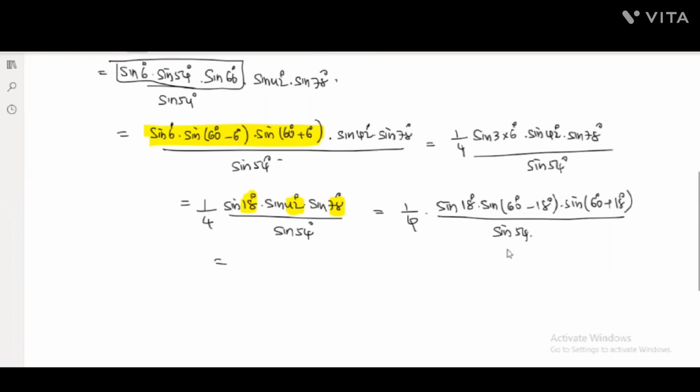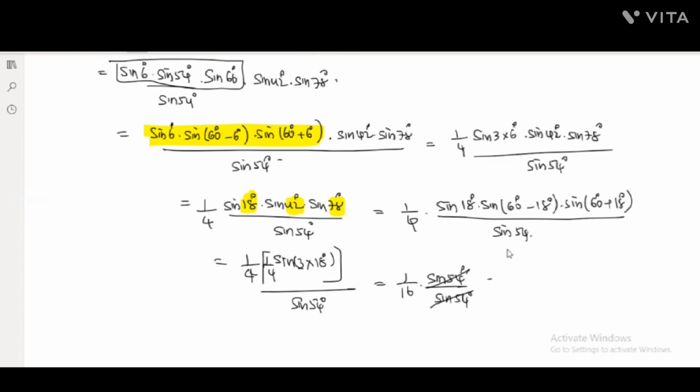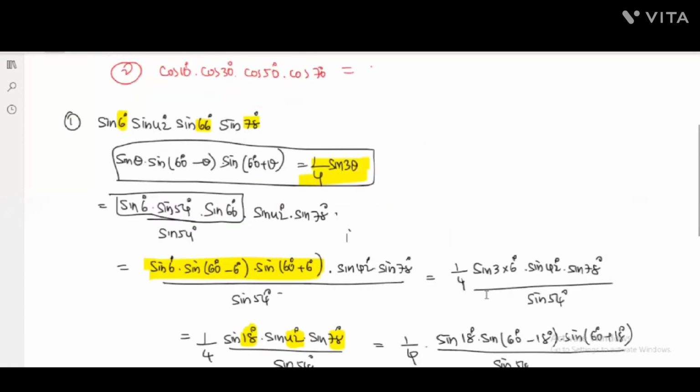So this is equal to 1 by 4. Already 1 by 4 is there. So 1 by 4 sine 3 theta again: sine 3 into 18 degrees divided by sine 54 degrees. So this will become 1 by 16 into sine 54 degrees by sine 54 degrees. These two get cancelled. So you'll get 1 by 16 as the answer for this question. So this is the first question.